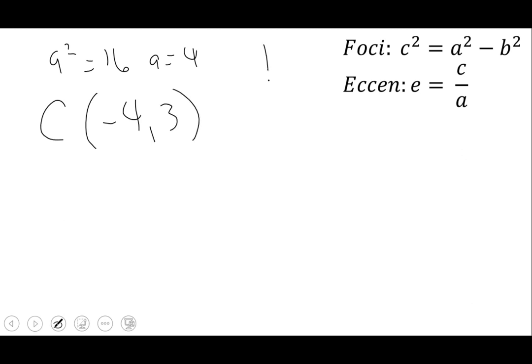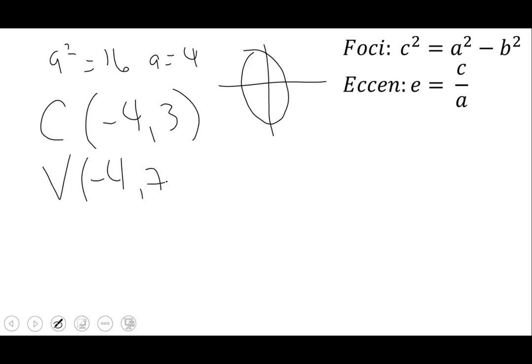So because of the fact that the graph is opening from bottom to top, that means that the larger value is a squared, which means that a squared equals 16, which means that a is equal to 4. So the center, going back to the equation that we had on the previous slide, it's opposite h, opposite k. So that's going to give you a center of -4, 3. And again, because of the fact that your graph is opening in the vertical direction, that means that the vertices have to be 4 units away from the center, up and down. So 4 units up would be -4, 7. 4 units down would be -4, -1.